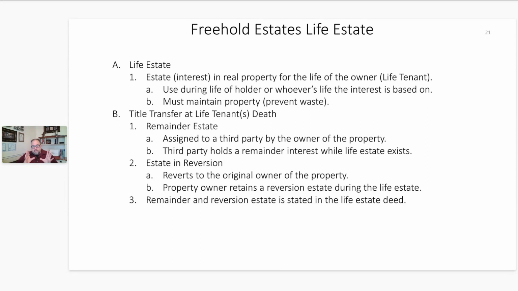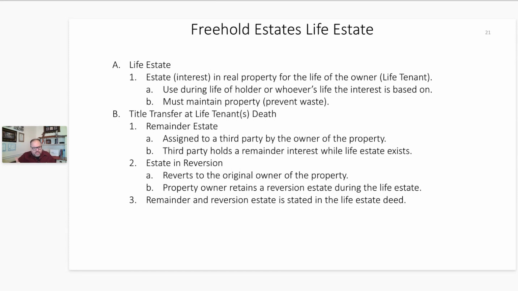Now, what has to take place is the life tenant must maintain the property. They can't commit waste, which means destroy the property. Now, what happens to the title at the transfer of the life tenant's death? So what's going to happen to the property? Again, the life estate is in the name of the life tenant. They occupy it for the duration of their life. They expire, and there's two possibilities you want to know. It's called a remainder estate or an estate in reversion.